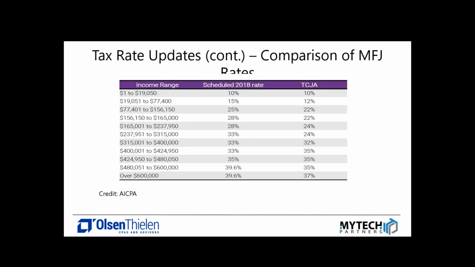Here are just some tax rates, kind of the comparison as to what was scheduled. There are fewer tax brackets, and also they're spread a little bit wider. You can see that the highest rate at the individual level is now 37%, whereas previously it was 39.6%.